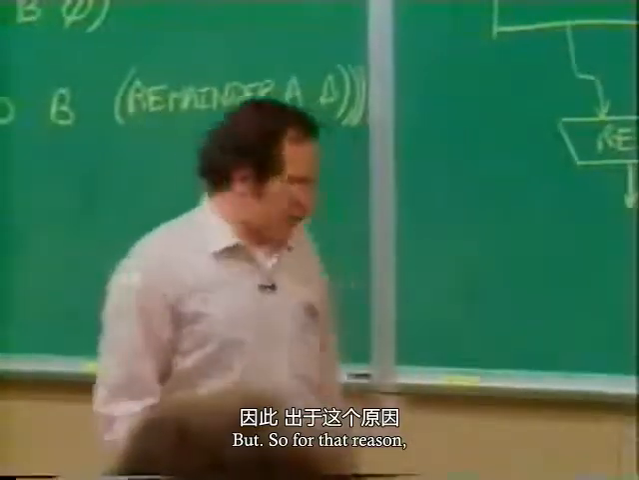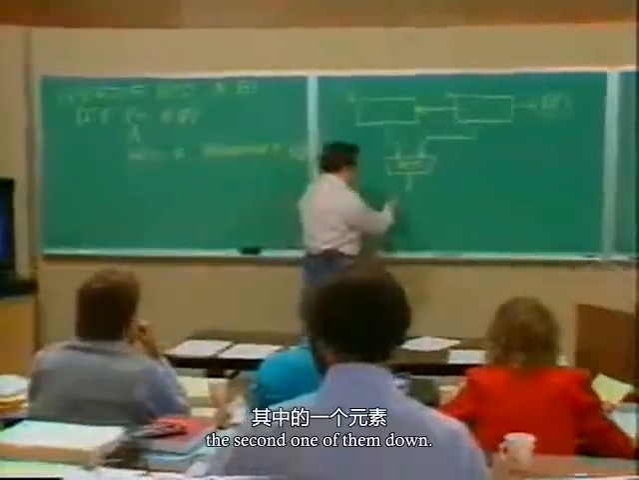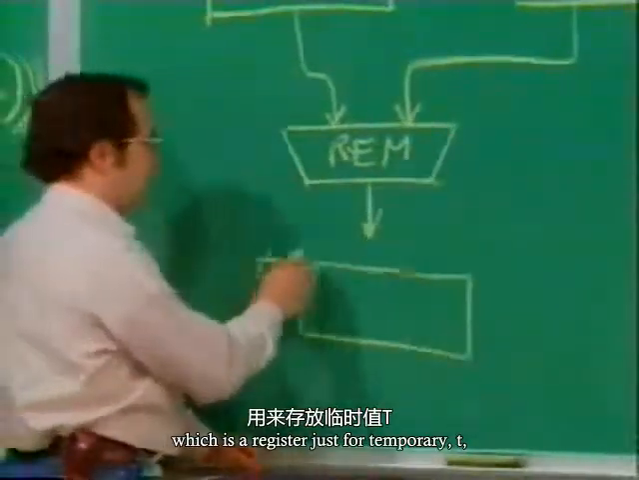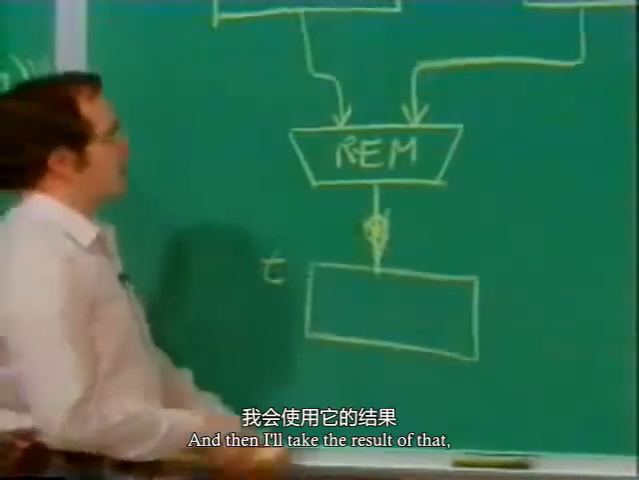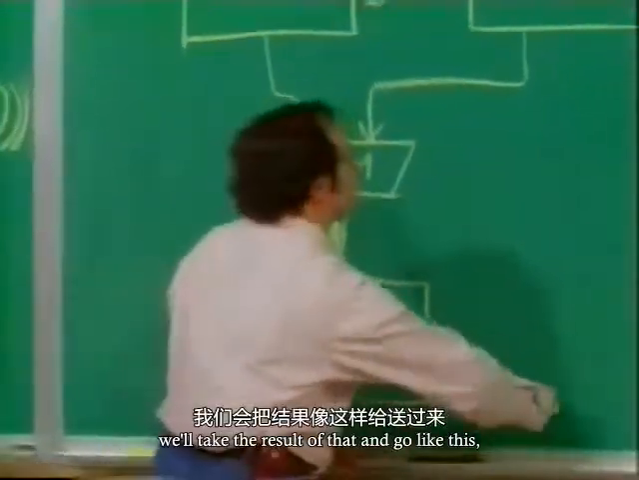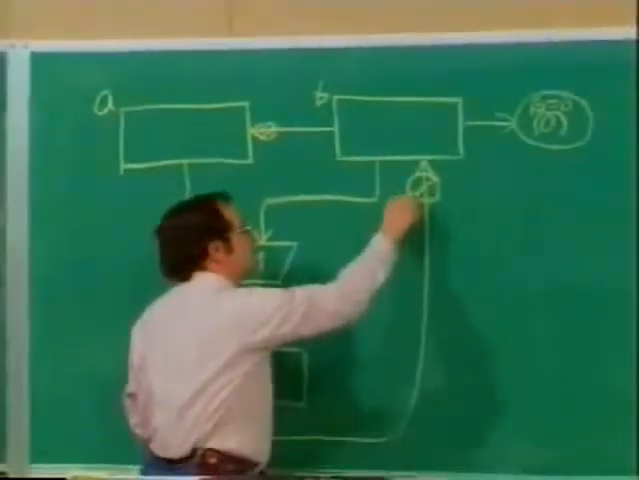But for that reason, I have to have a place to put the third thing down. So we'll have a place called T, which is a register just for temporary, with a button on it. And then I'll take the result of that, since I have to put it into B over here, be able to take the result of that and go like this. And a button here.